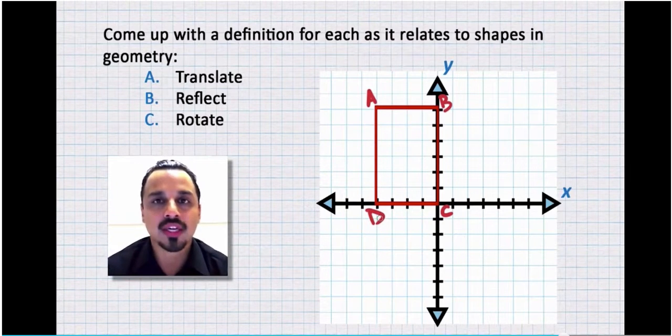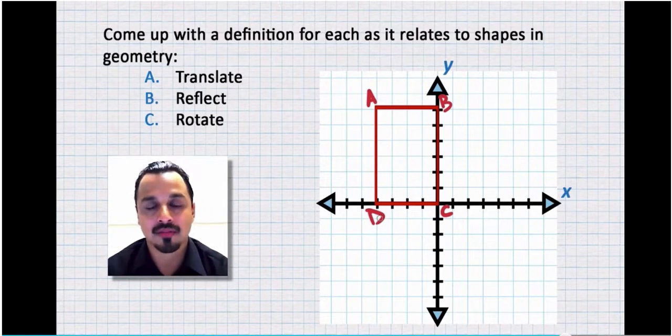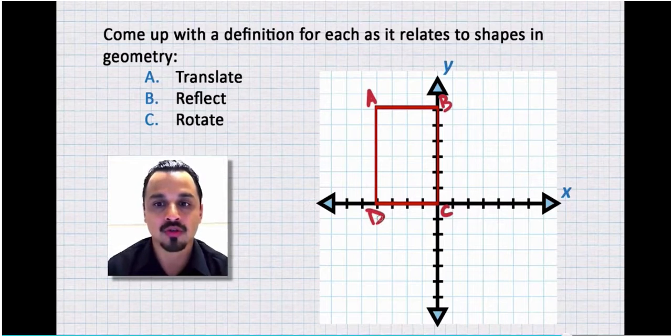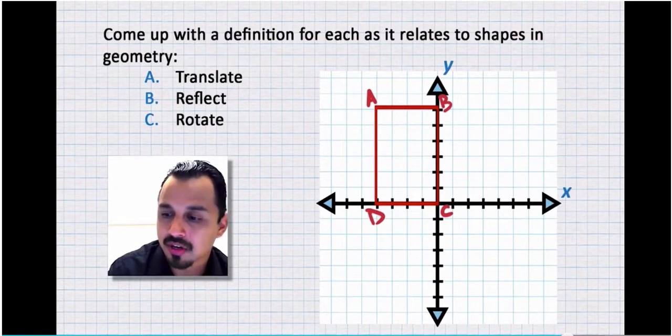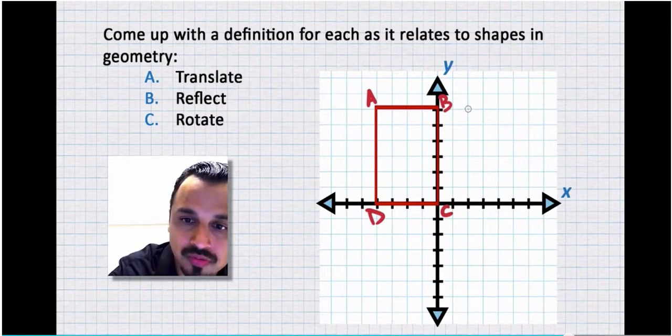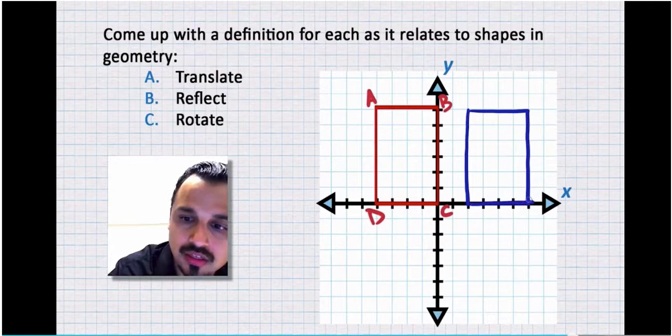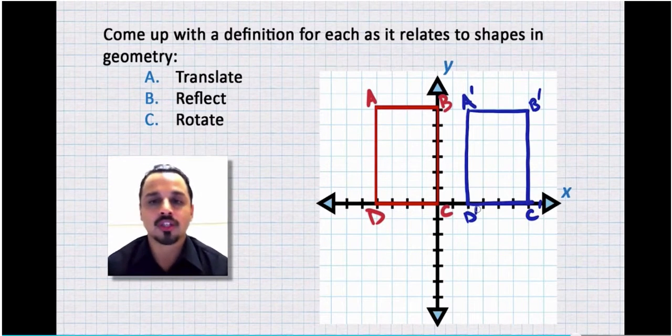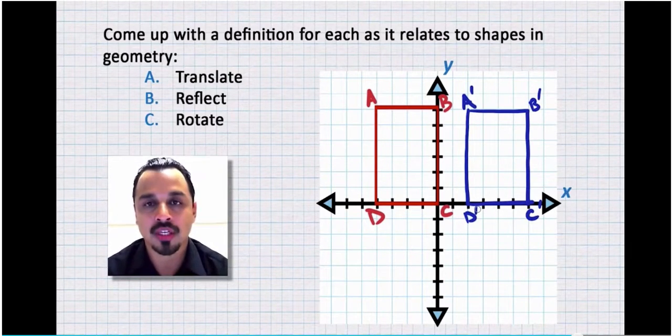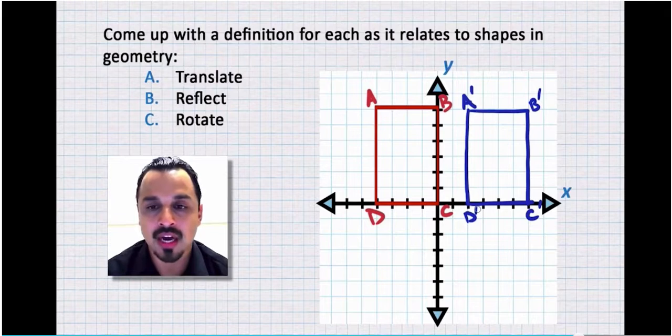So when we translate this rectangle, you want to think of the word slide. So we're going to slide this rectangle to a different location. And I'm going to go ahead and just slide it to the right. So this is an example of a translation. The object just moved to a different location. The object is the same shape and size, and the orientation did not change.